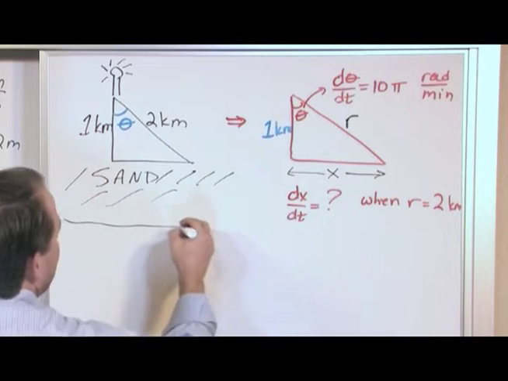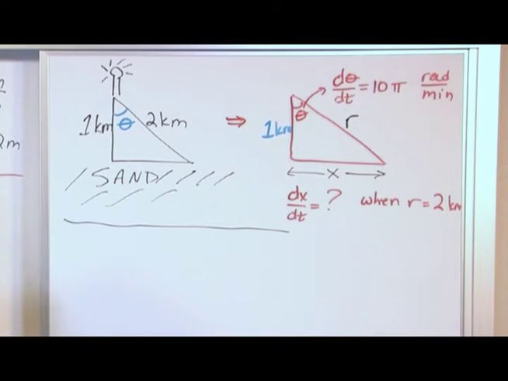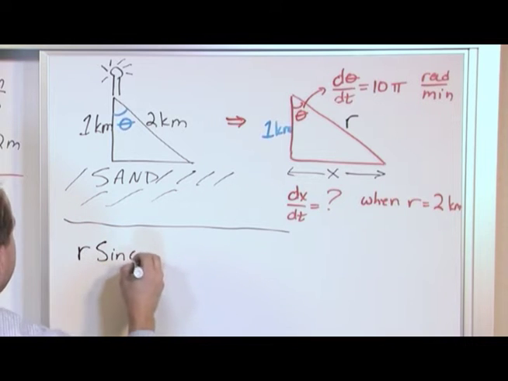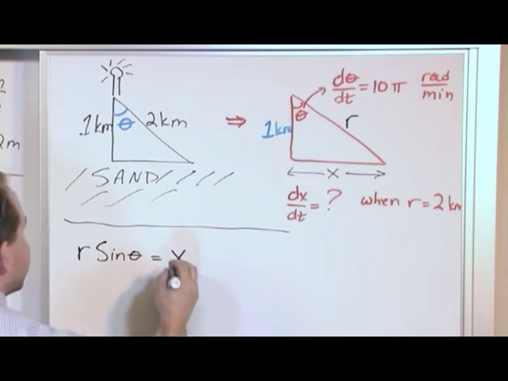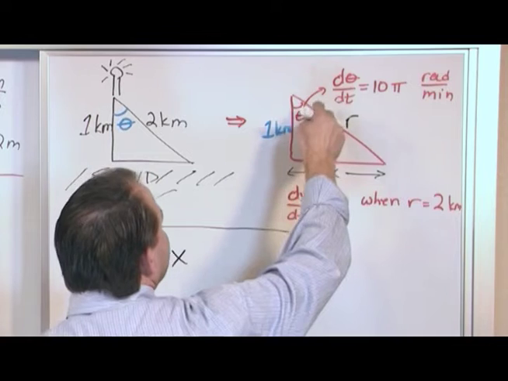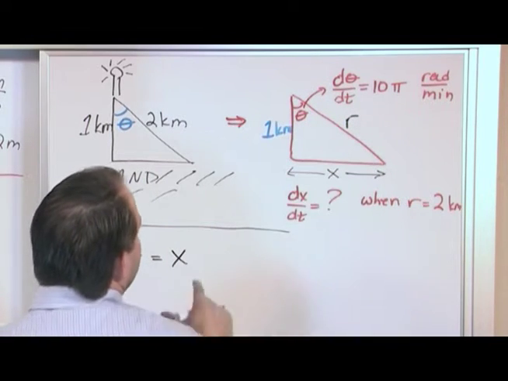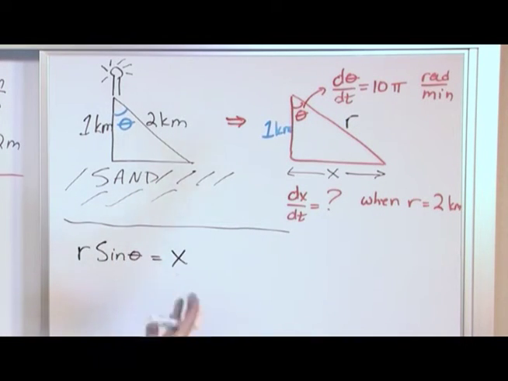Well, there's lots of different ways, but the one that jumped out to me was r times the sine of theta is equal to x. R times the sine of theta projected gives you x. Now, this is the way I write it. You might not see it that way.